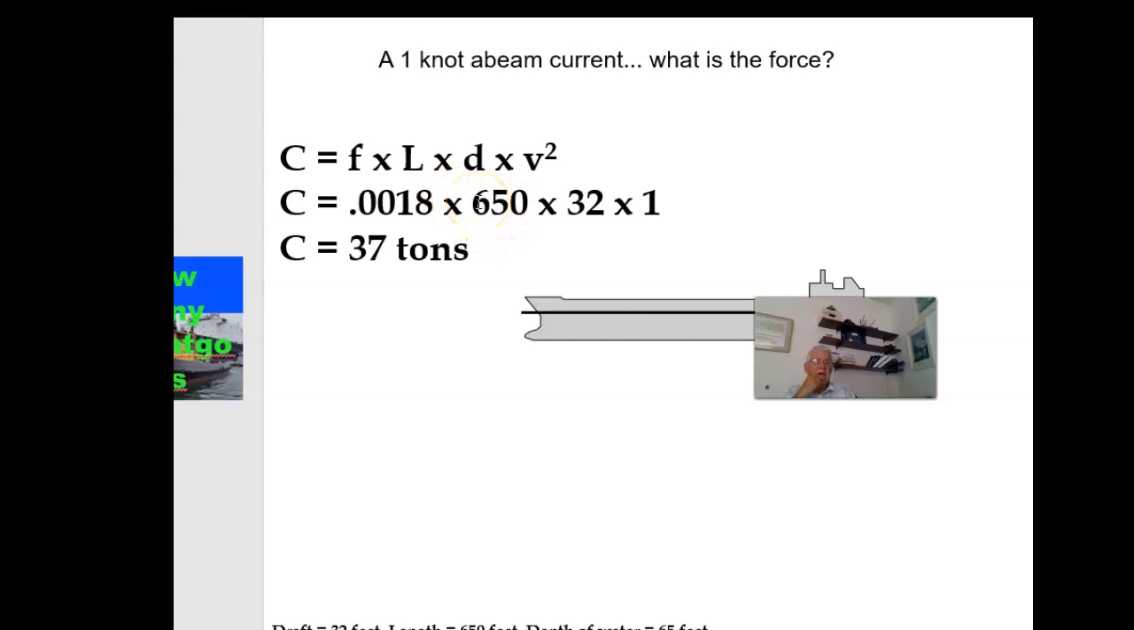There's our length, and there's our draft: 650 feet long, 32-foot draft, 1 knot current, so that's velocity squared. So we run the numbers, that's 37 tons. 1 knot exerts 37 tons of force. You get it? They're big numbers.